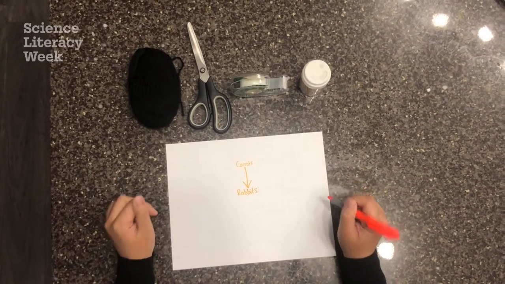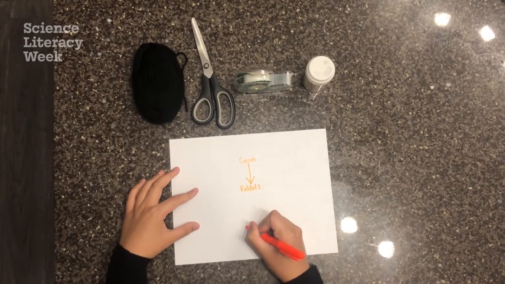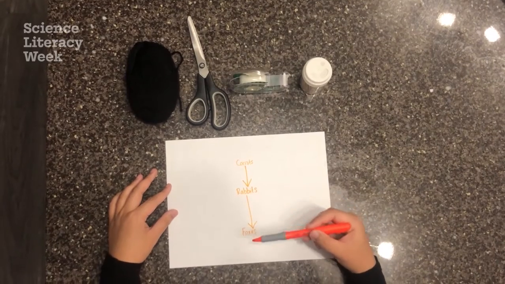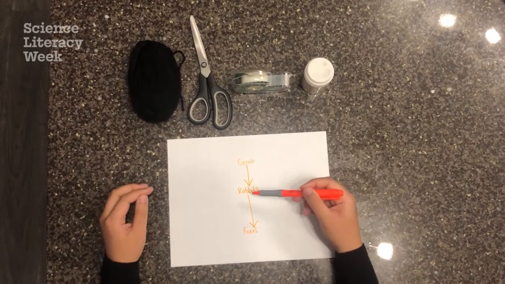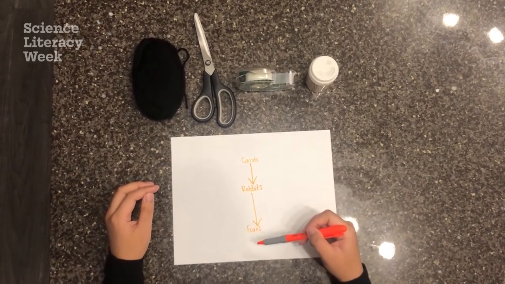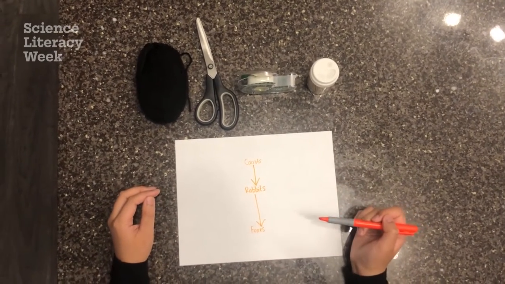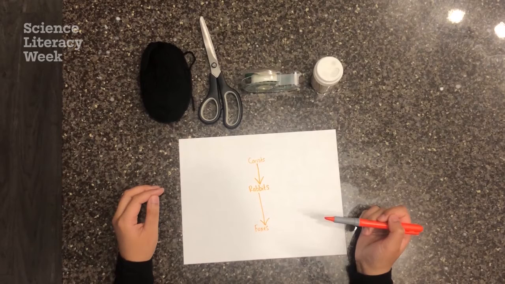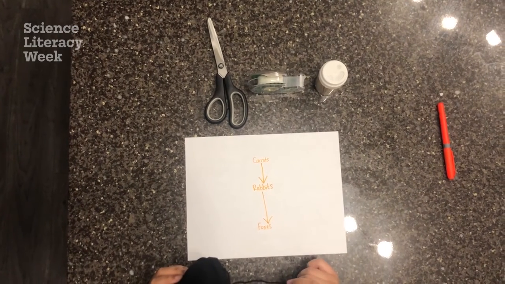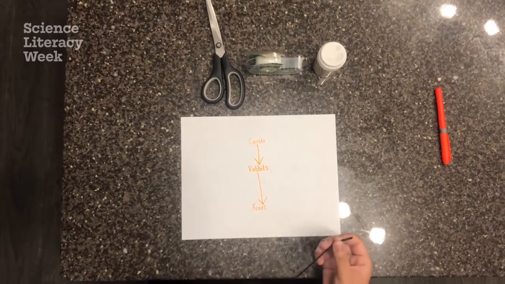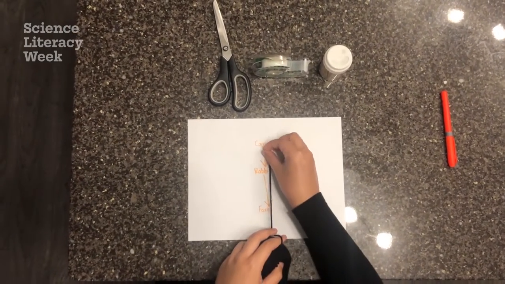Now think about what likes to eat your favorite animal. In my case, they are foxes. Then draw an arrow from the rabbits to the foxes. This is because the rabbits give the foxes energy. In this case, the consumer eats another consumer. Now that our food chain is complete, let's take our yarn and trace over our energy arrows like so.